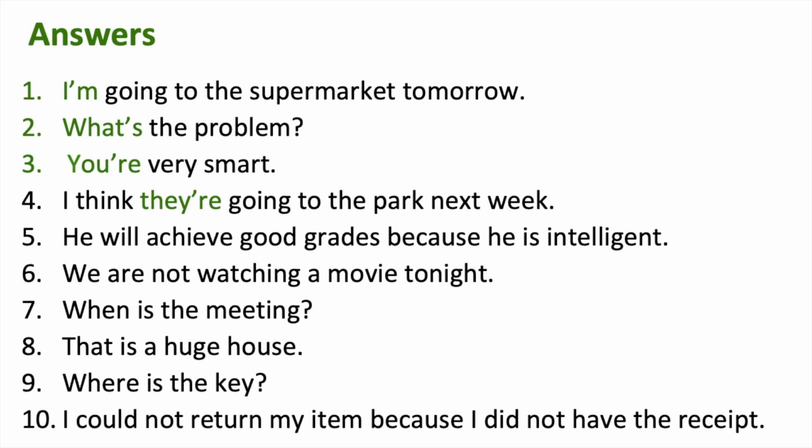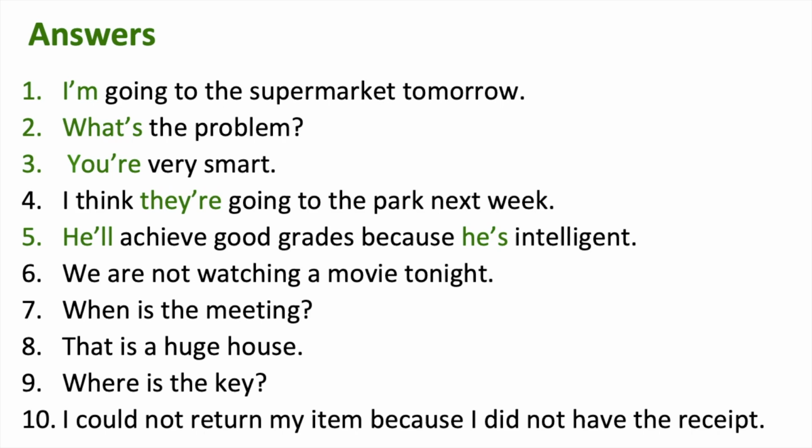He will achieve good grades because he is intelligent. Here there are two contractions. He will becomes he'll and he is becomes he's. He'll achieve good grades because he's intelligent. We are not watching a movie tonight. Here the contraction can be formed from we and are. We're not watching a movie tonight. Or we can say we aren't watching a movie tonight.